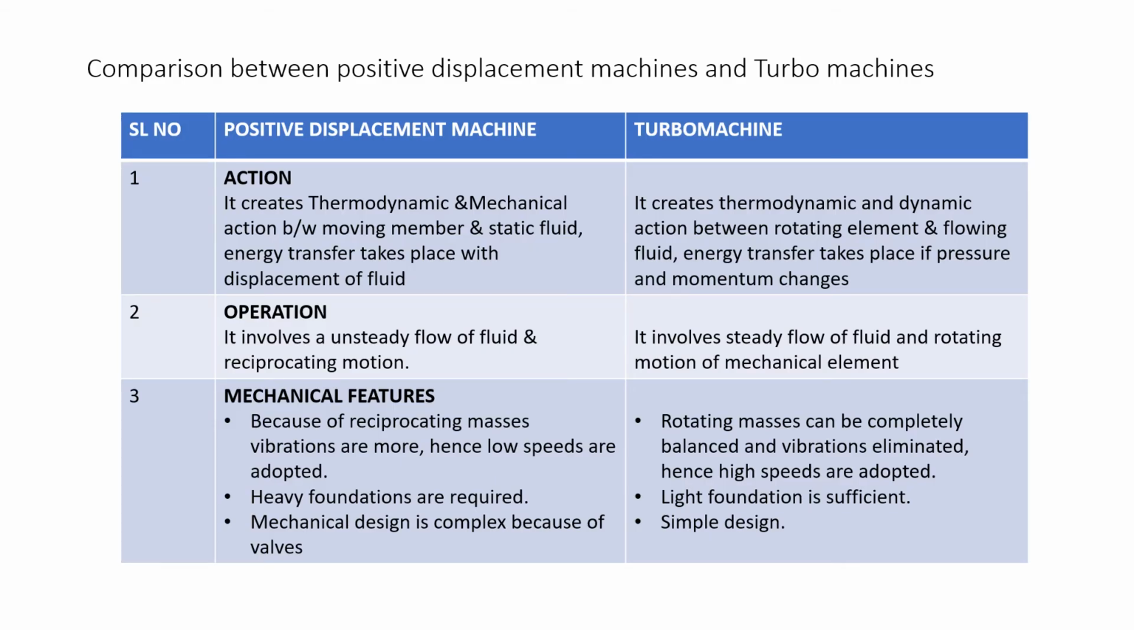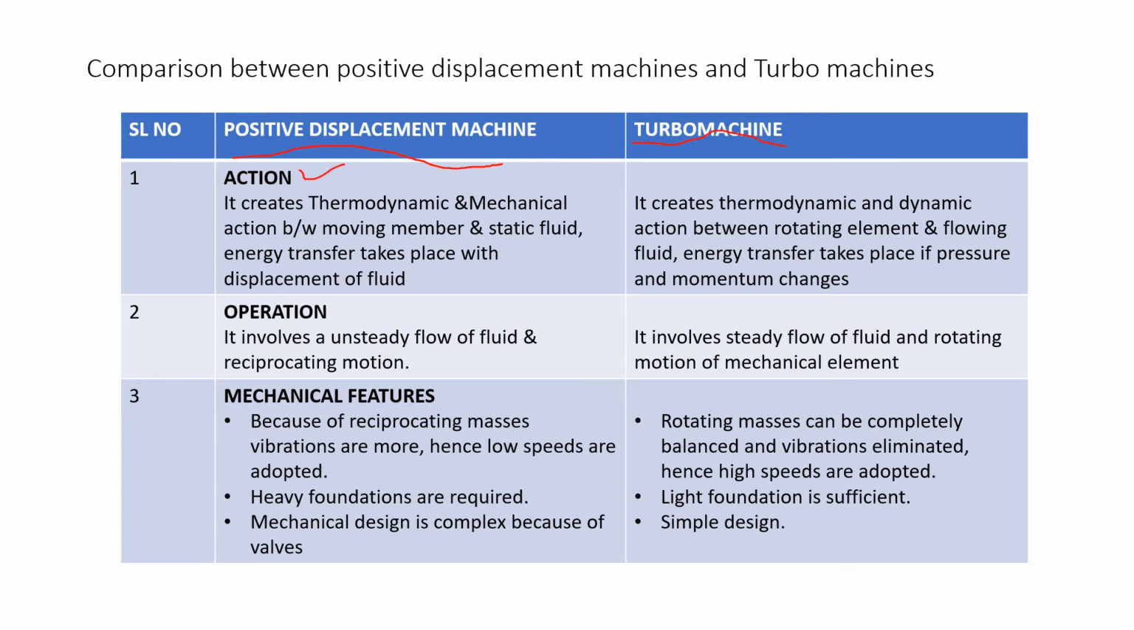Next, the comparison between positive displacement machine and turbo machine, which is important from the examination point of view. Most of the time they have asked these questions in the examination. In the first column we have positive displacement machine, and in the second column turbo machine. The first one is based on the action.